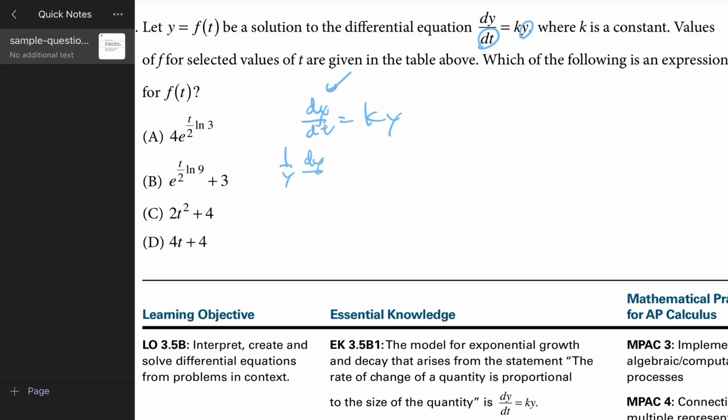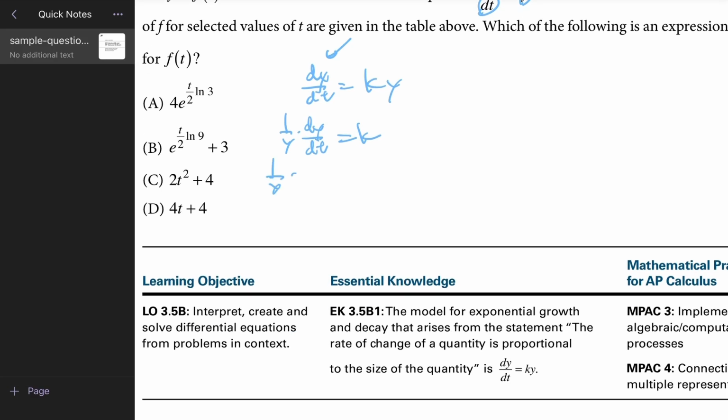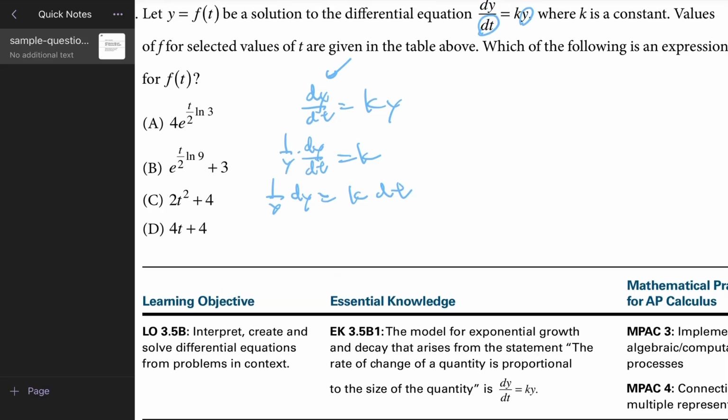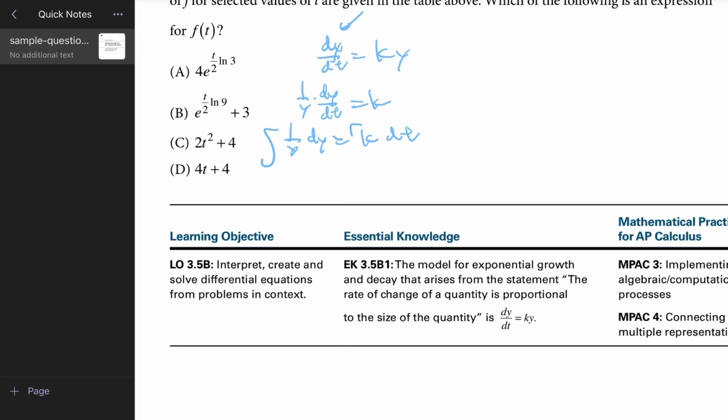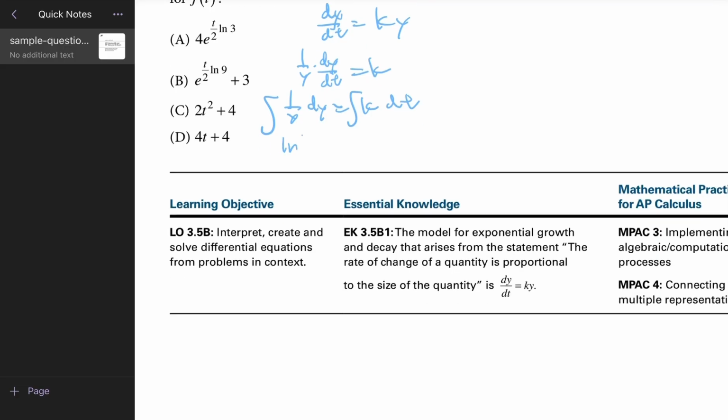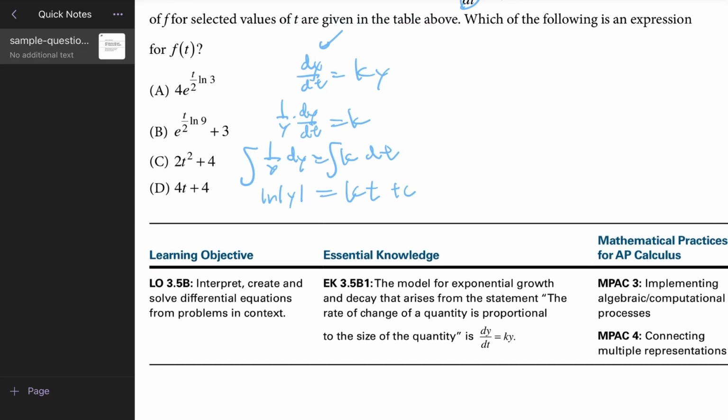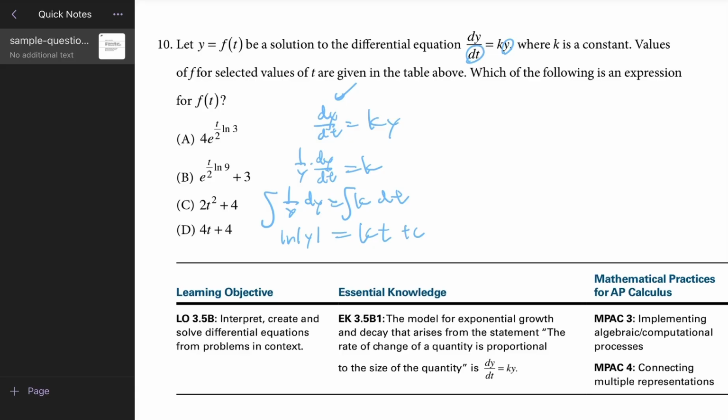We have 1 over y dy dt is equal to k. Now we have to move the dt over too. So we have 1 over y times dy is equal to k times dt. And now we have to take the integral, because these two are both rates, and we need to find the expression. So the integral of 1 over y dy is natural log of the absolute value of y, and the other side is kt plus c. And now we have to find the expression for y is equal to f of t.